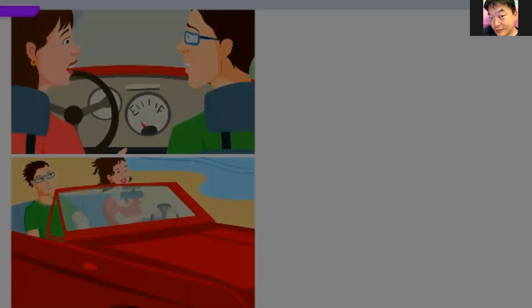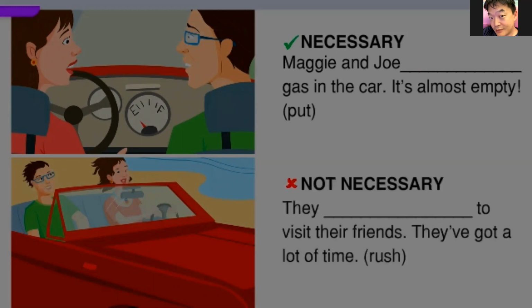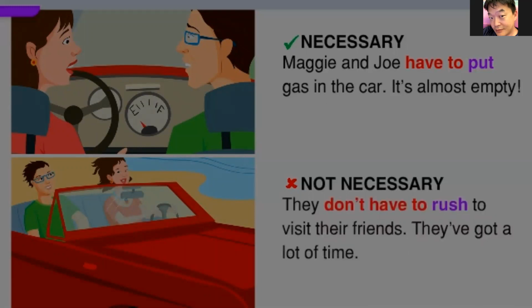Look at the first picture. Read the heading. Complete the first sentence. Look at the second picture. Read the heading. Complete the second sentence. Necessary. Maggie and Joe have to put gas in the car. It's almost empty. Not necessary. They don't have to rush to visit their friends. They've got a lot of time. Listen to the sentences.